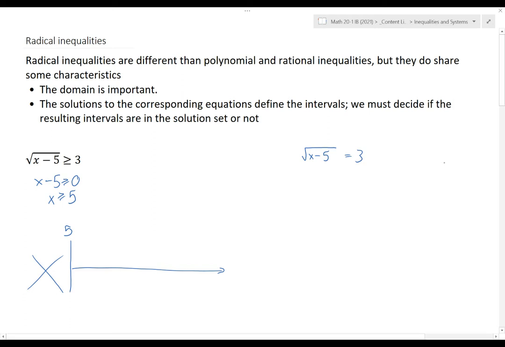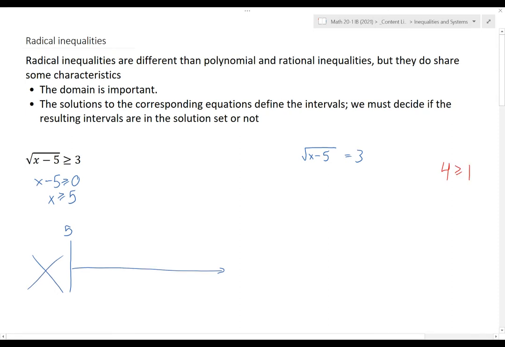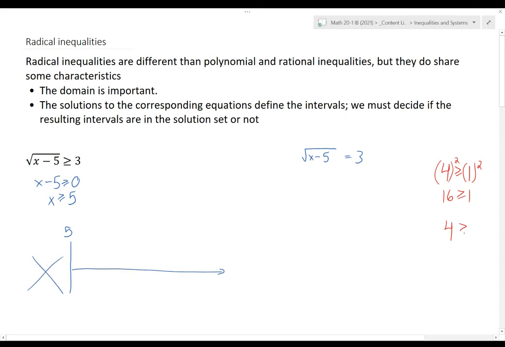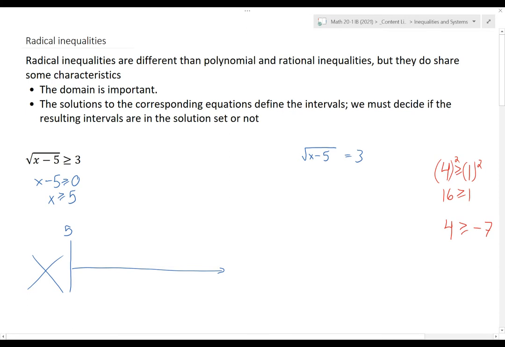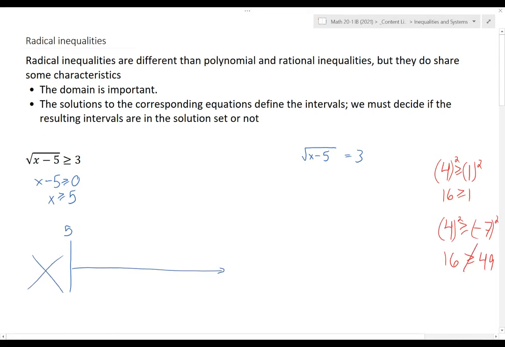So for example, the inequality, let's say 4 is greater than or equal to 1. That is a true inequality. And if I square both sides of the inequality, it is still true. 16 is greater than or equal to 1. But if I have something like 4 is greater than or equal to negative 7, that is also true, but when I square both sides of that, it is no longer true that 16 is greater than or equal to 49. This is actually false. So squaring both sides of an inequality doesn't necessarily maintain that inequality.